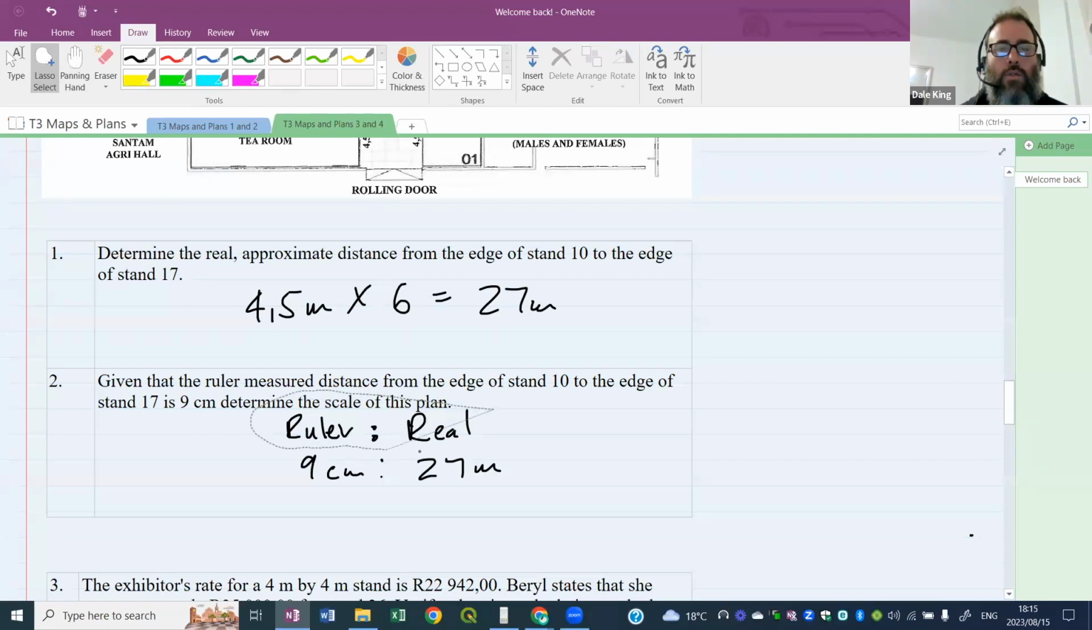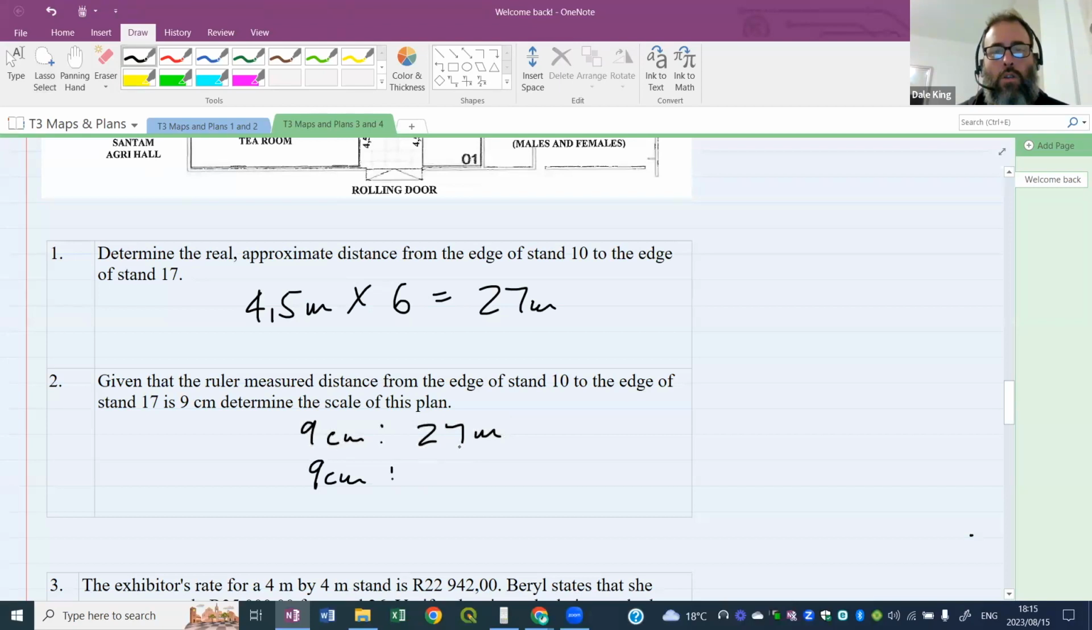I'm going to delete this. All right, so we've got 9 centimeters is to 27 meters. Now, ratios have to have the same units. I've spoken to you about this. So 27 meters must be converted. 27 meters times 100 is 2,700 centimeters. So this should be 2,700 centimeters.